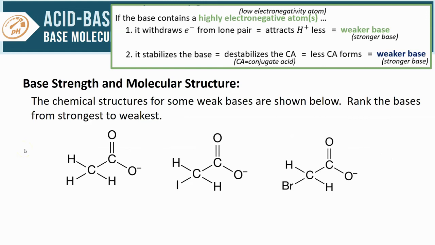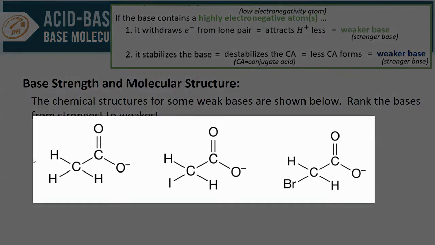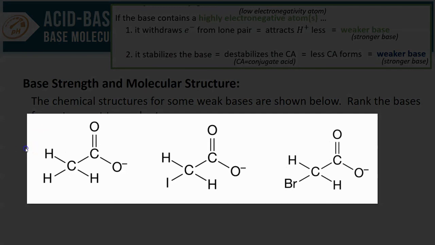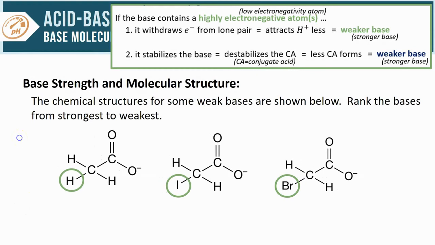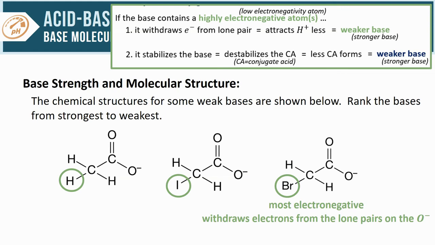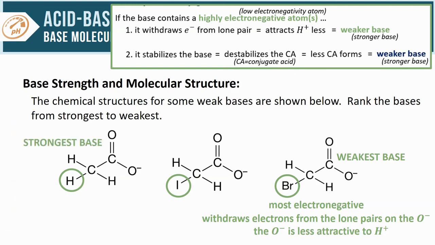So let's close it out with an example. I've got some chemical structures for some weak bases shown here, and we're going to rank them from strongest to weakest. If you start analyzing these structures, you'll notice that they're all pretty much exactly the same except for one atom: the hydrogen, the iodine, and the bromine. And the key here are the different electronegativities of those atoms and the effect that has. So the bromine is the most electronegative out of the list. That means it withdraws electrons more strongly than iodine and hydrogen will, which makes that O- less attractive to any H pluses floating around. That's going to make this the weakest base on the list. And for the same but opposite reason, the one with hydrogen will be the strongest base.